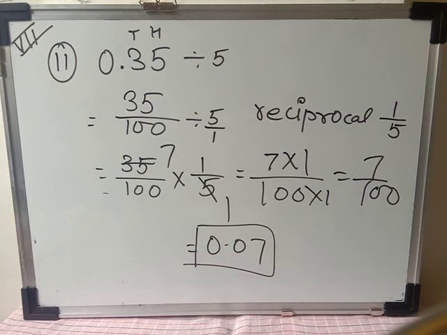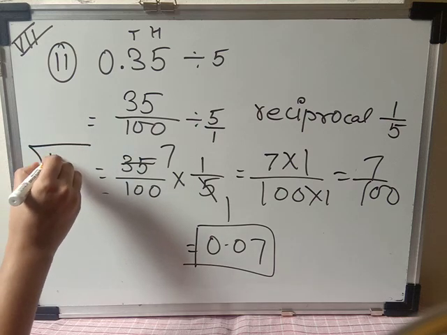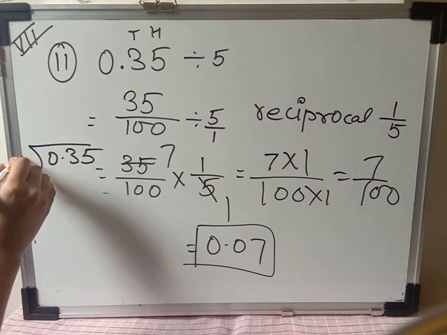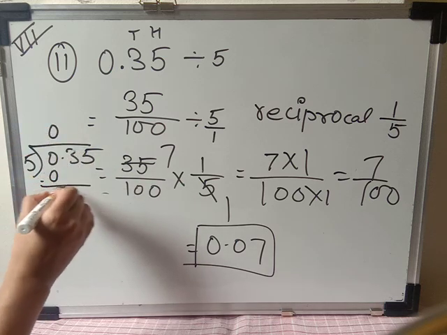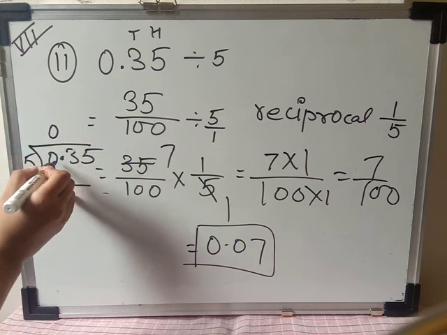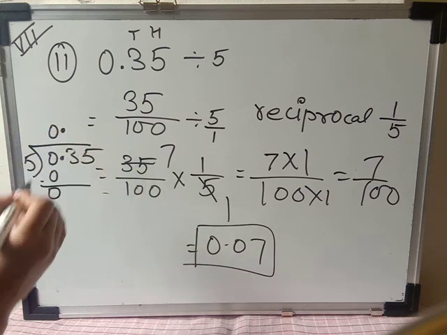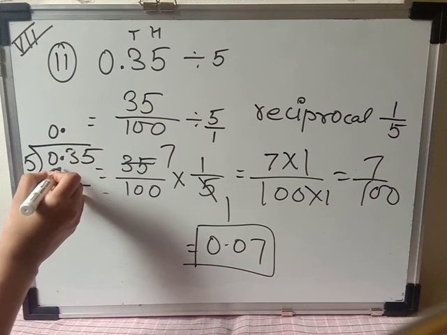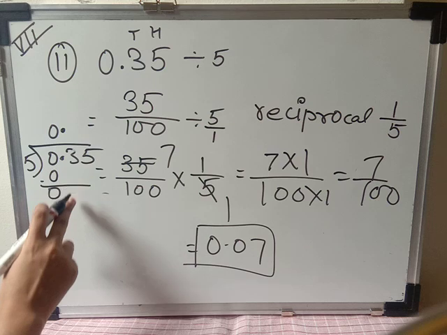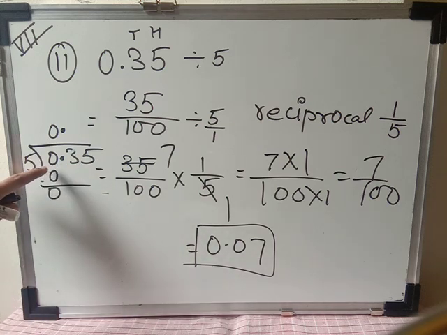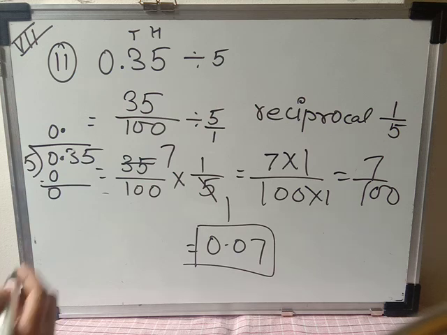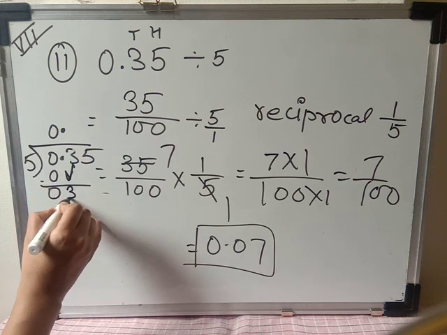Here 0.35, and here 5 is there, 0 is there, it means we have to divide with the 0. Here, the numbers before the decimal are finished, so we have to take the decimal. Now one digit we have taken, don't divide the 35 directly, because before the decimal only one digit was there, so here we divide only a single digit.